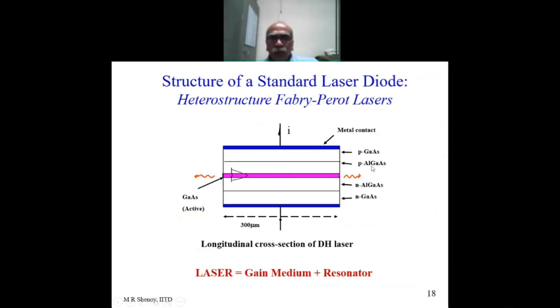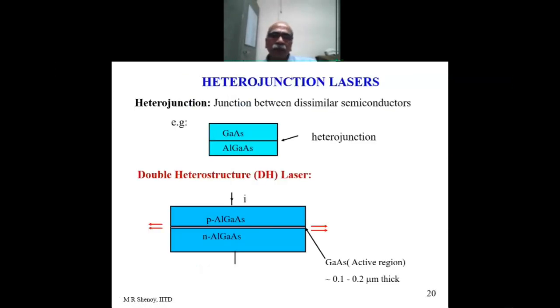And what you notice is you have a thin layer of gallium arsenide, which is sandwiched between 2 other layers on the outside, which are of aluminum gallium arsenide. Aluminum gallium arsenide, as we just saw, has a band gap which is higher than gallium arsenide. And therefore, this is called a heterostructure. A heterostructure Fabry-Perot laser. Fabry-Perot laser because the reflections come from the 2 cleaved ends of the laser chip. And therefore, it's called heterostructure Fabry-Perot laser. The laser, as we know, comprises a gain medium and a resonator. That's a cross-section of a simple Fabry-Perot laser.